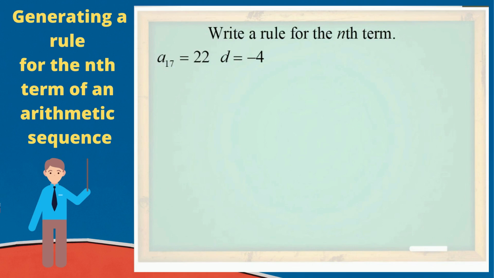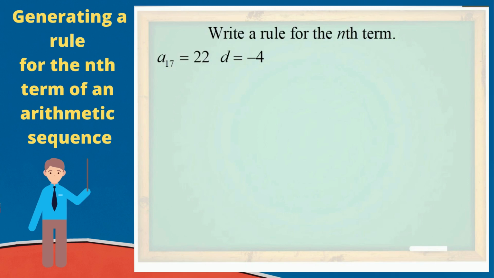Okay, another example, write a rule for the nth term for this particular sequence. A sub 17 is equal to 22 and d is equal to negative 4. So what we do not have here is the value of the first term. We have the value of n, which is 17. 17 is the value of n, the subscript of a sub 17. So we have 17 terms in all.